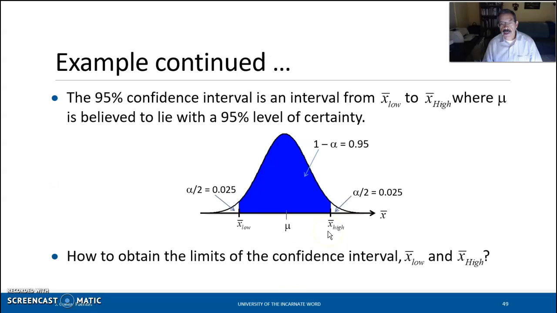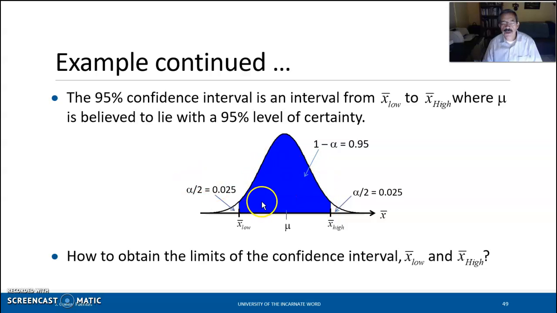All right. Now we want this 95% confidence interval, which is defined by these two averages, where we believe the population mean lies with a 95% level of certainty. So in other words, we want these two limits to bound the mean and have a 95% probability that the mean is within these two numbers.